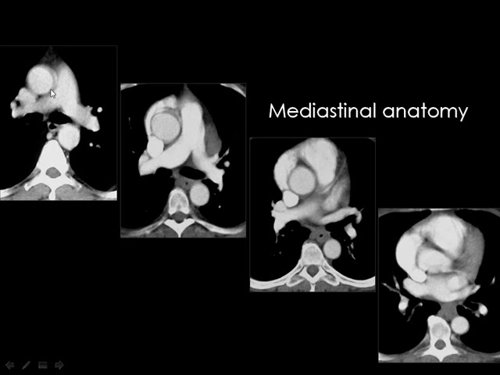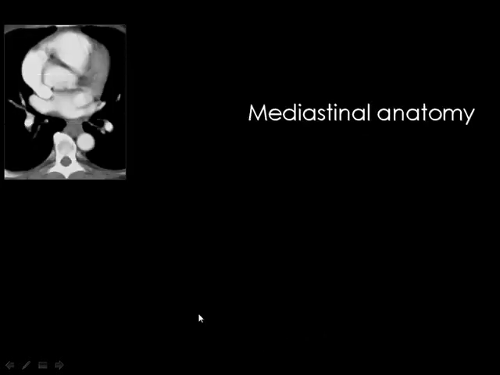Then the ascending aorta will enter the left ventricle. This is the ascending aorta, and this is the left ventricle. This is the left ventricle, this is the right ventricle, this is the right atrium, and this is the left atrium. Then if you come to this image, this is the right atrium, right ventricle, left atrium. This is the descending aorta, and this is the site of the esophagus.